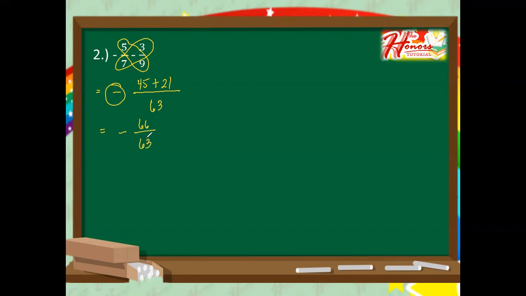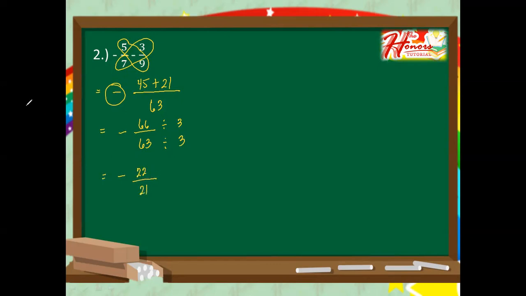Is this the final answer? No, it's not. It is because there's still a number that can divide 66 and 63 at the same time without remainder. And what is that number? We can use 3. Please set aside the negative number, just copy it. 66 divided by 3, that's 22. 63 divided by 3, that's 21.